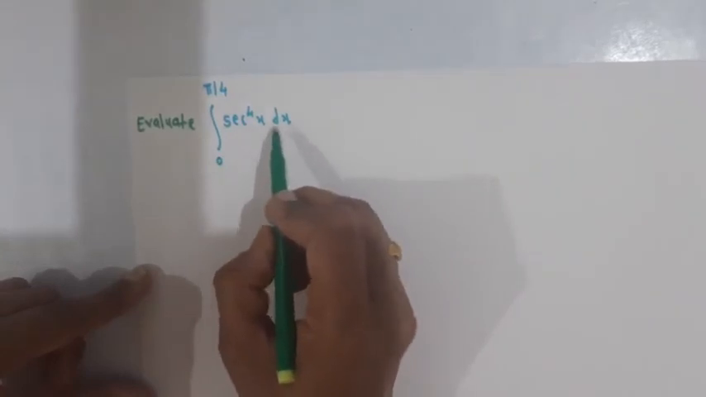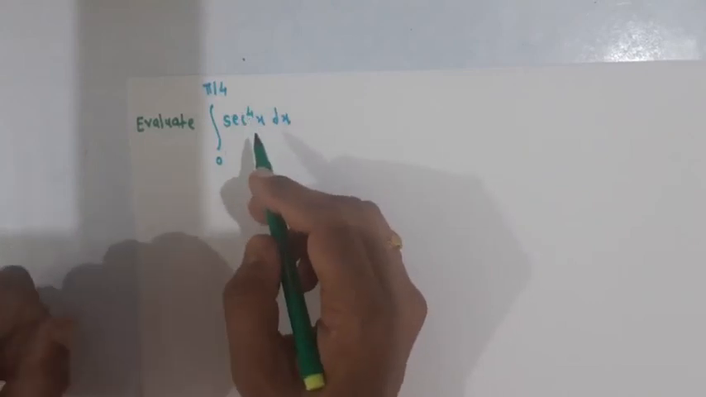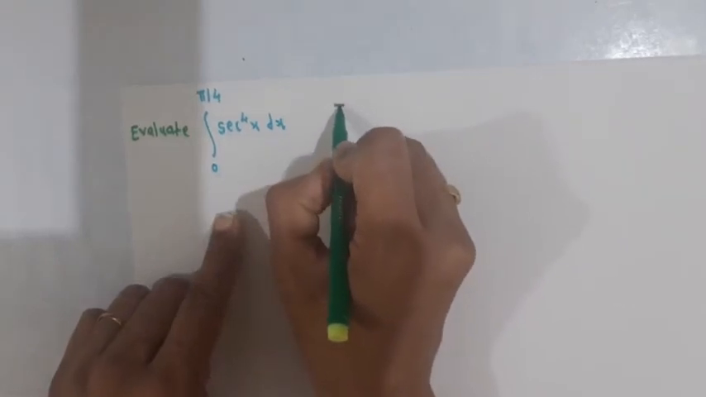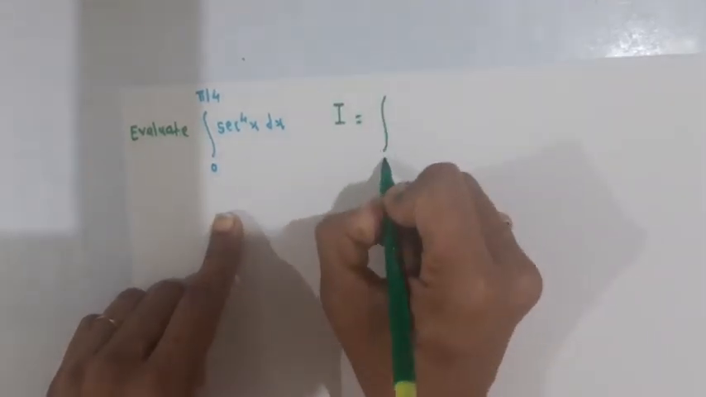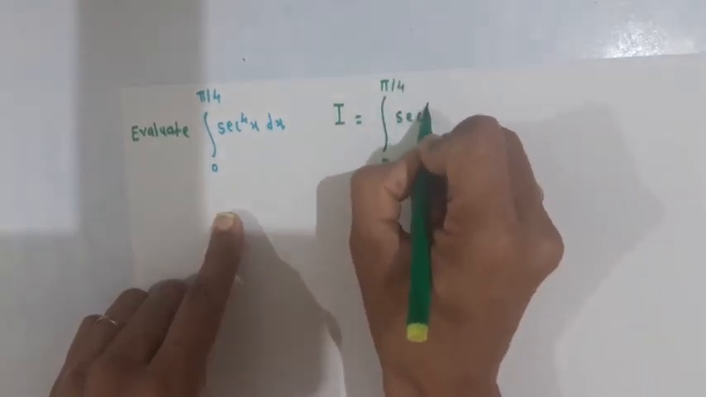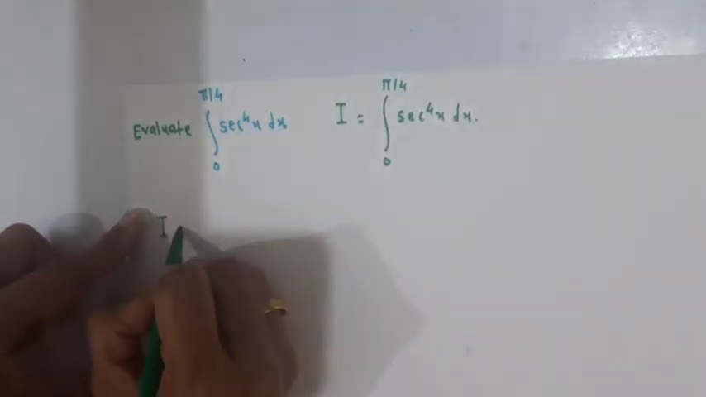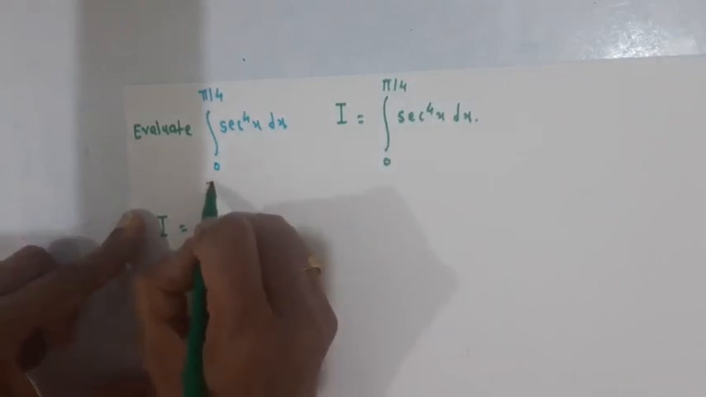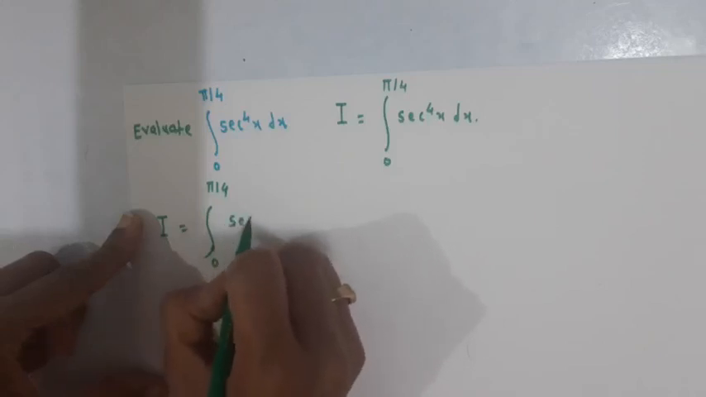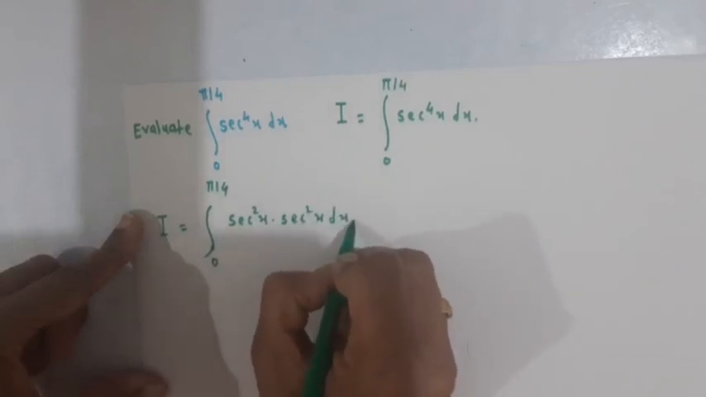of sec raised to 4x with respect to x, limits of integration from 0 to pi by 4. Okay students, so to solve this problem, let I equal the integration from 0 to pi by 4 of sec raised to 4x with respect to x. So we can write this integration from 0 to pi by 4 of sec raised to 4x as sec square x into sec square x with respect to x.